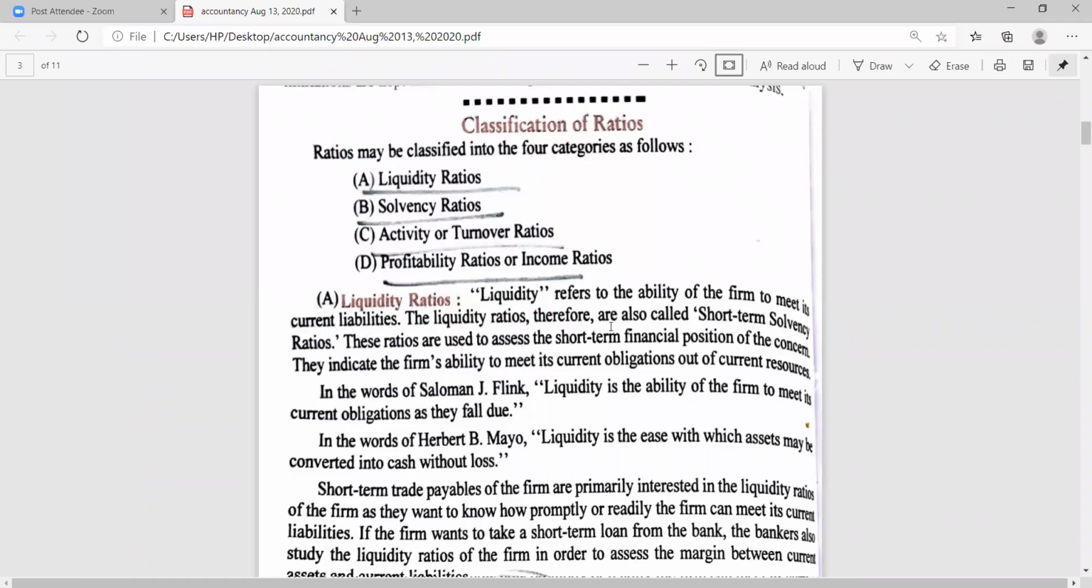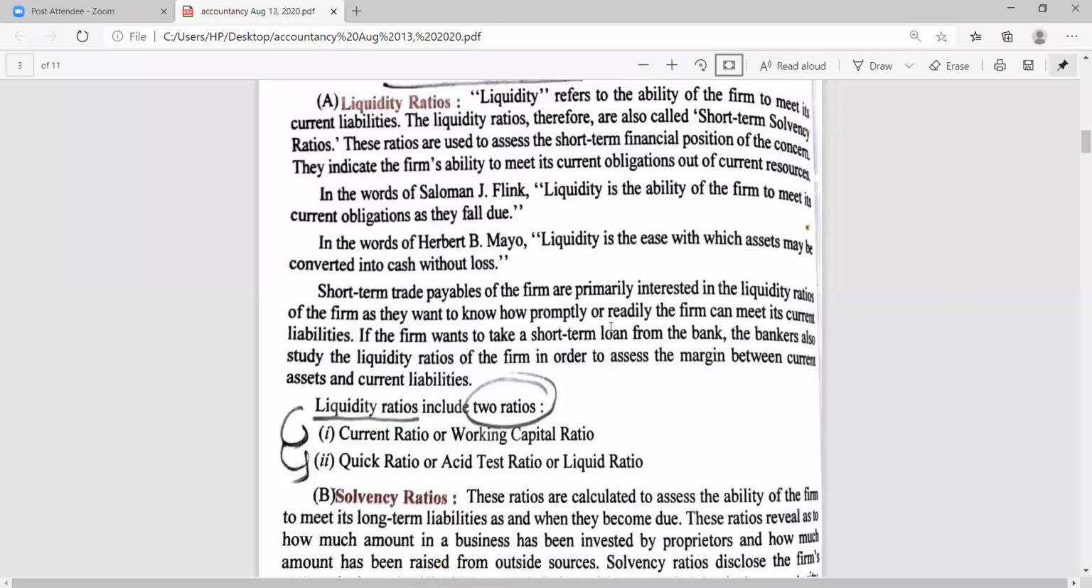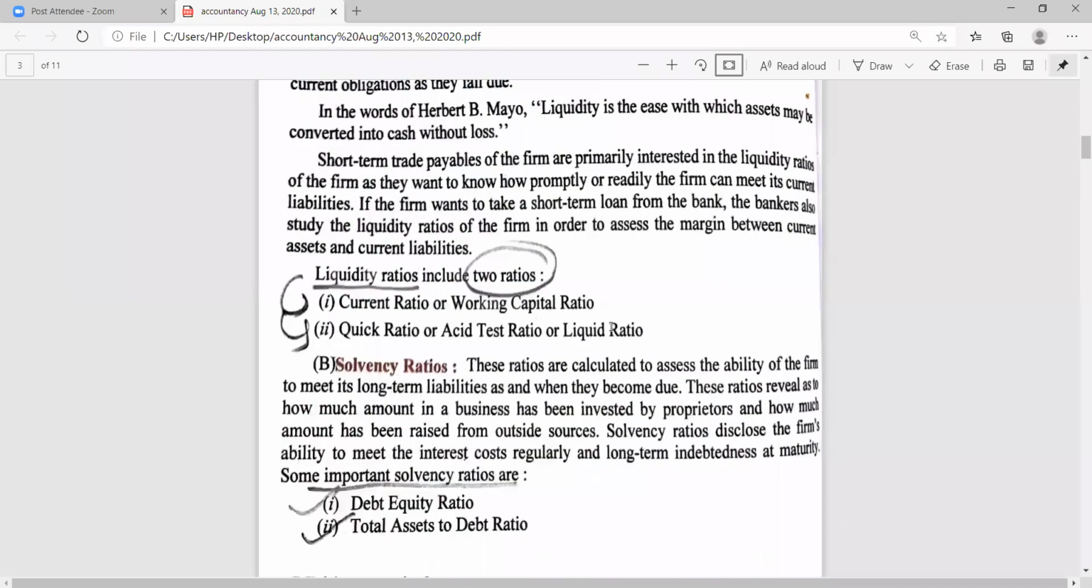4 branches will be there. Then you have to spread those branches. Like the liquidity ratio also has 2 types, that is quick ratio and current ratio. Please mark 2 branches of liquidity ratio and name them current ratio and quick ratio.